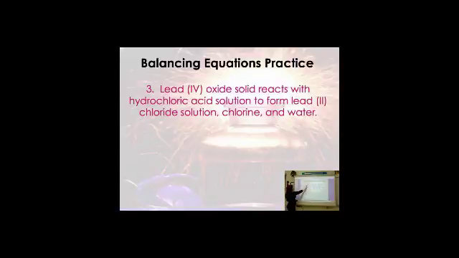Balancing equations practice number 3. Lead 4 oxide. Lead 4 is Pb4 plus, and oxide is O2 minus. So that would be PbO2. And here's where those extra symbols come in. This is a solid. Reacts with means plus. Hydrochloric acid solution, hydro-, acid goes back to -ide. Chloride is Cl1 minus, so I have to add 1 hydrogen to that to balance it out. That's also a solution, aq. To form lead 2 chloride.